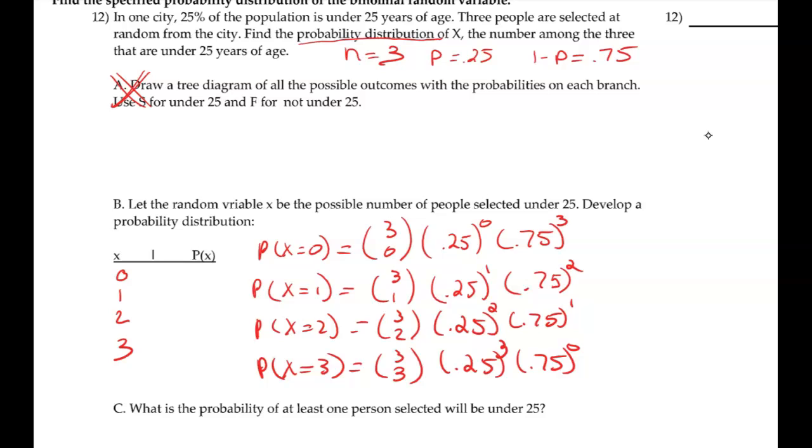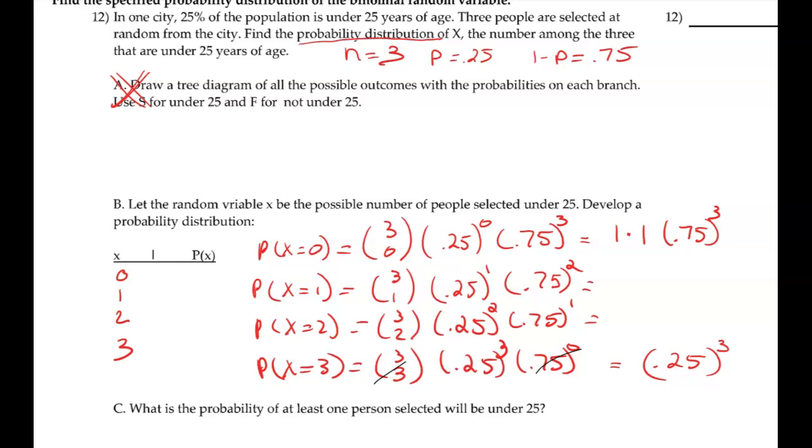So I did that to show you that these formulas are pretty straightforward. You can go ahead and use your formula. Here's what's nice. There's only one way to get none of them, so that ends up being 1. Now, anything to the 0 power is 1. So really, this first one is 0.75 cubed. Same here. That's 1. That's 1. The last one, because it's all of them being under 25, is 0.25 cubed.